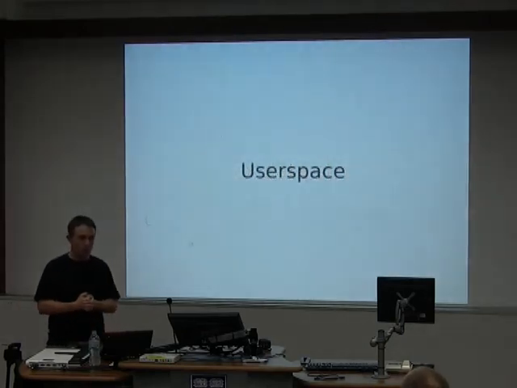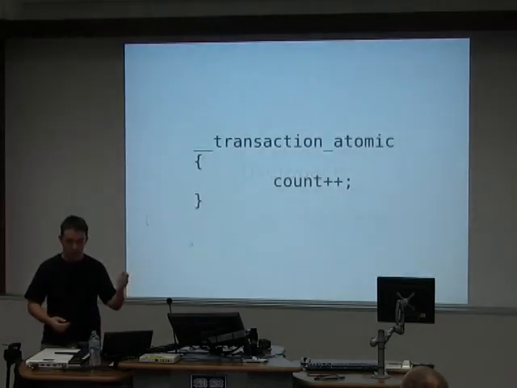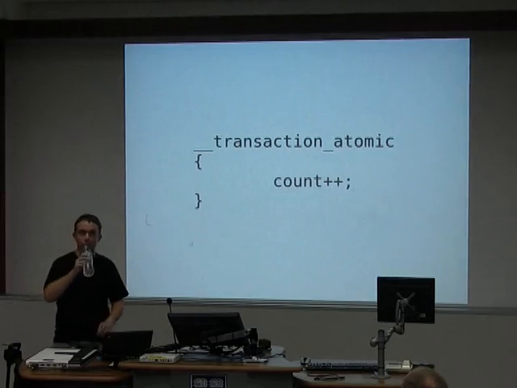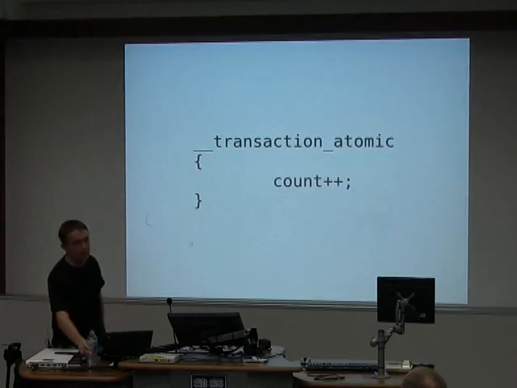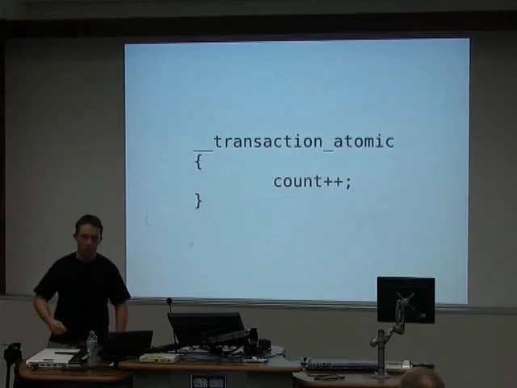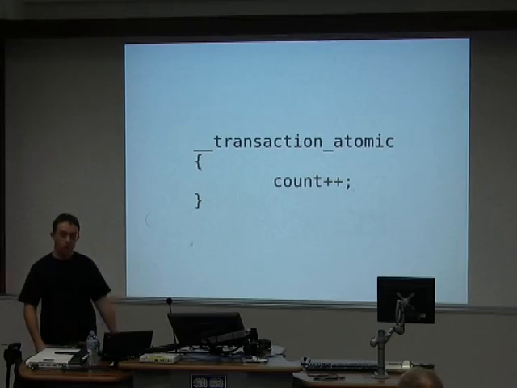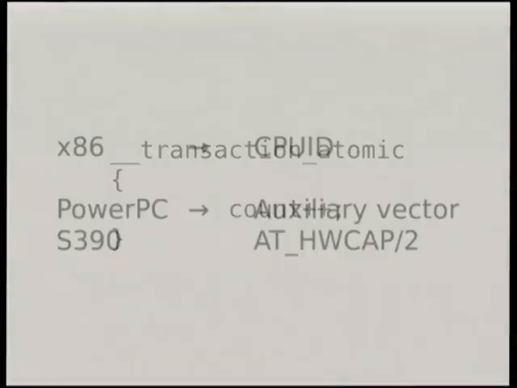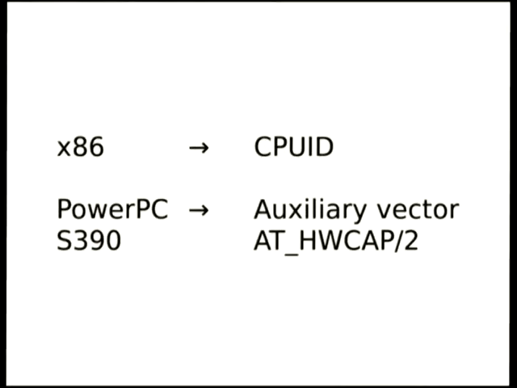So outside of the kernel, well, what about user space? Obviously you can just do this, right? So you can just use that in GCC. Eventually that will fall back to hardware transactional memory, when it's supported in GCC on the different platforms, and in the meanwhile it'll use software transactional memory. If you want to know if your hardware actually supports it, on x86 you can use CPUID; PowerPC and S390 use the hardware capability field in the auxiliary vector, and that'll tell you.